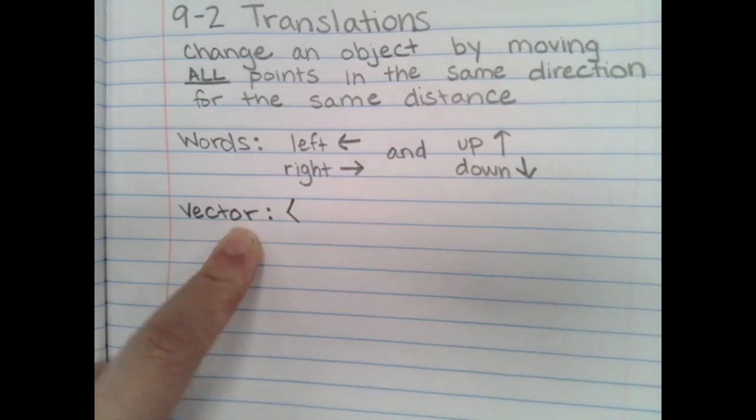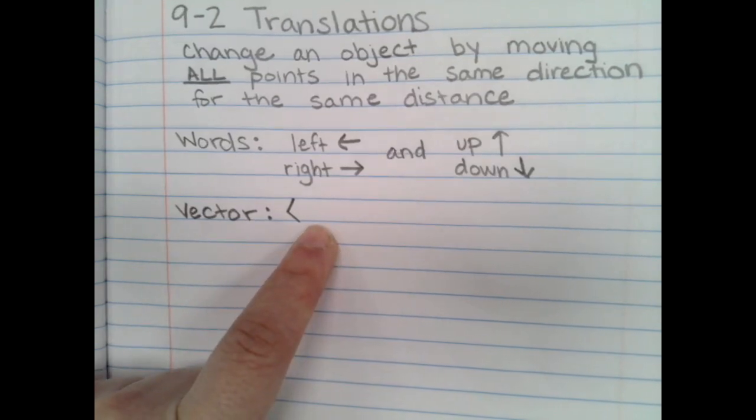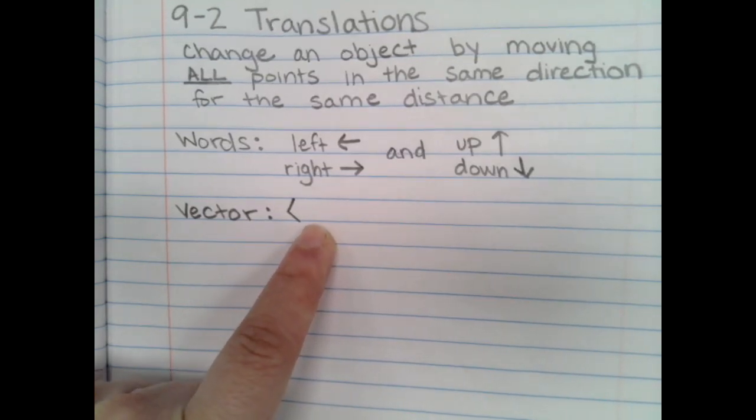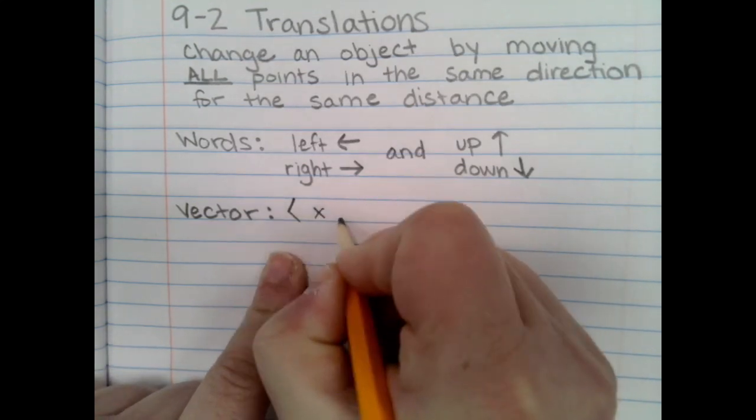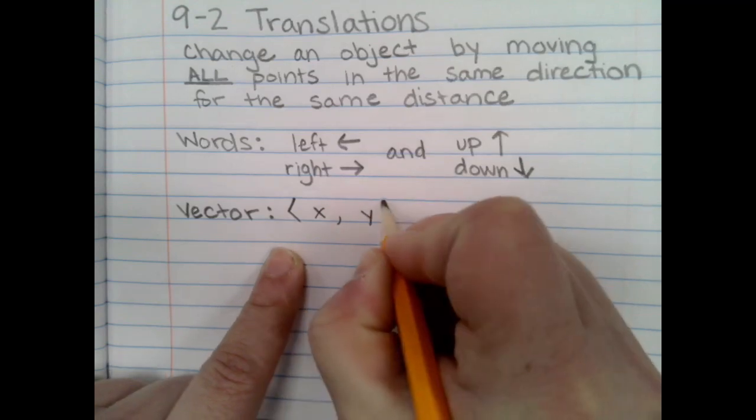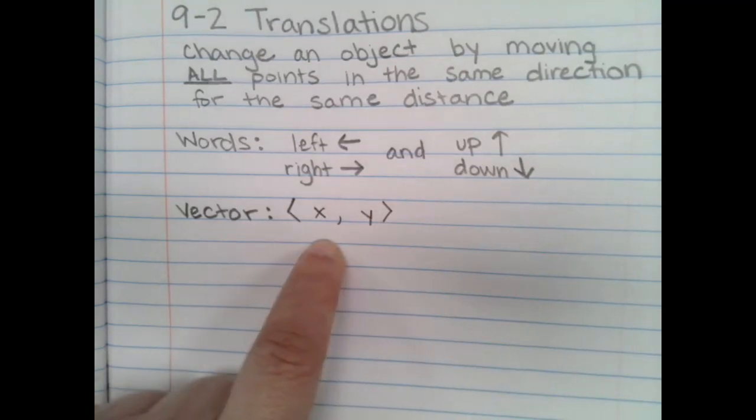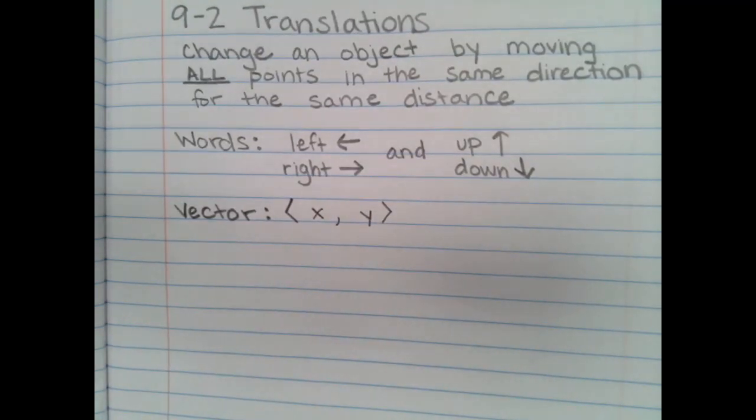Okay, in the vector, it's kind of like an ordered pair. What usually comes first in an ordered pair? X. And then what comes next? Y. But this ordered pair, it's not an ordered pair. It's not a location on the graph. It's telling us movement. And that's why we like to use those little corner parentheses, because it's not an actual point.